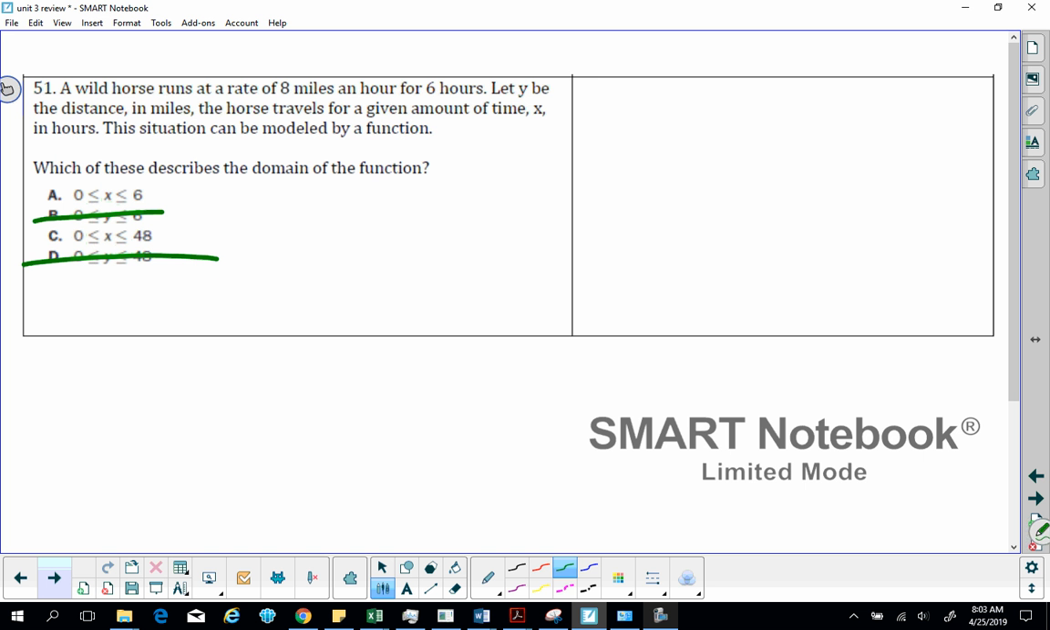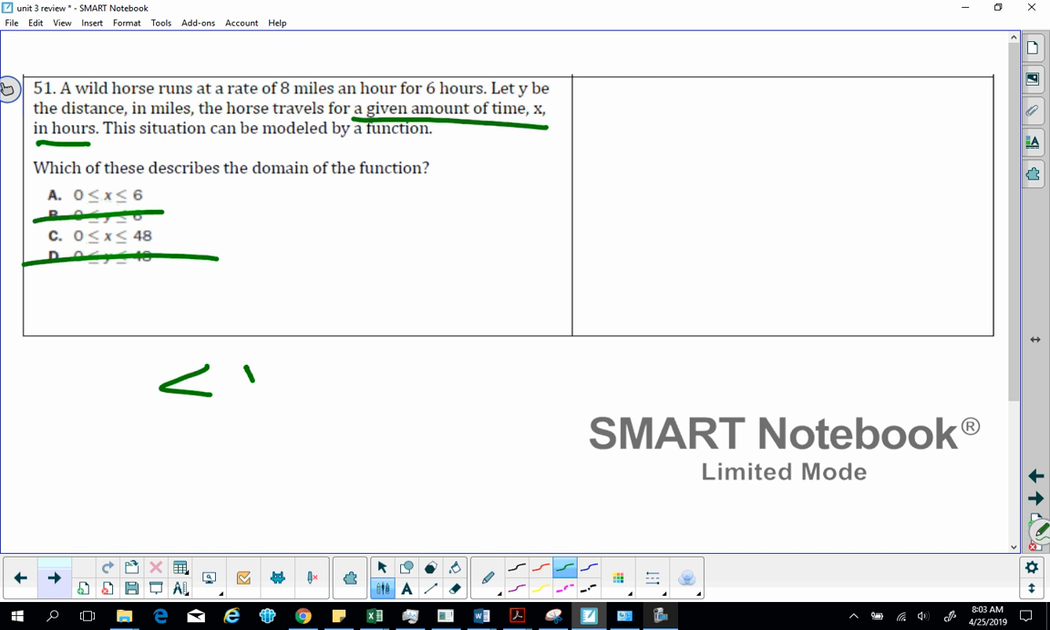Okay, I know domain's the X. I know it can have Y in the answer if it's asking for the domain. So I got a 50-50 shot at getting this right, right? Your chances just went from 25 to 50. Then I see, okay, what does X mean? It tells me X is the amount of time in hours.